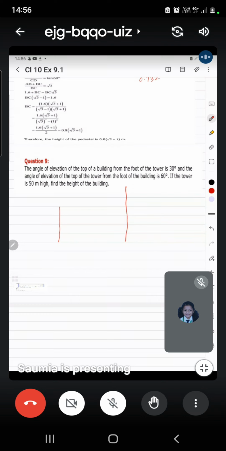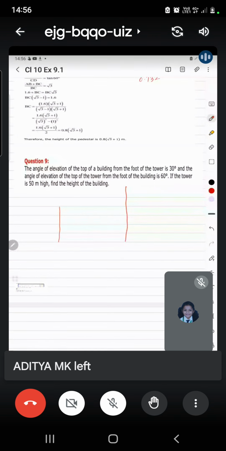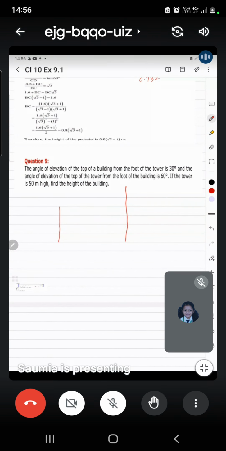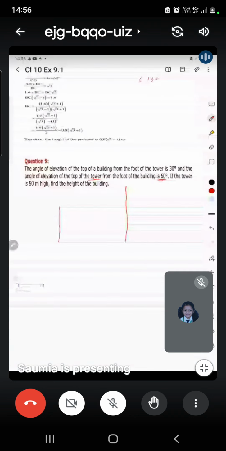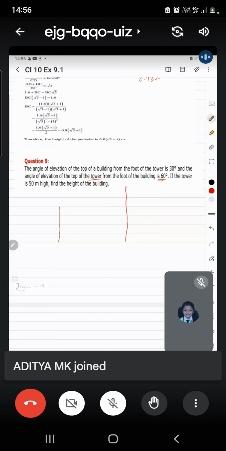Now, as such, I don't know. I only know there is a building and there is a tower. I don't know which one is taller. The angle of elevation of the top of a building from the foot of the tower is 30 degrees, whereas the angle of elevation of the top of the tower from the foot of the building is 60. So the angle of elevation is greater for the tower. That means the tower is taller.